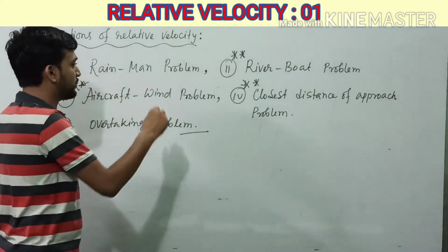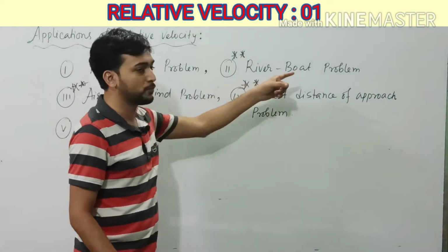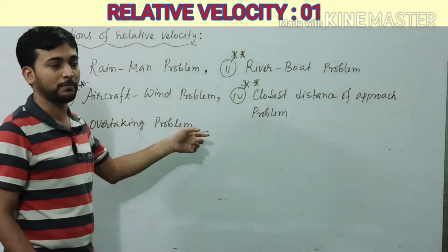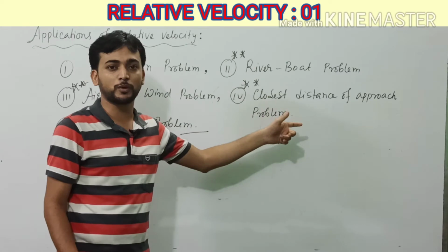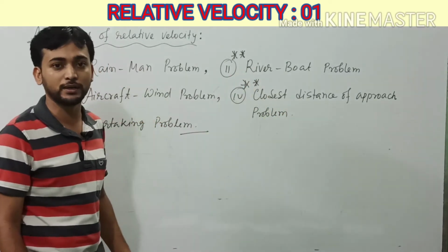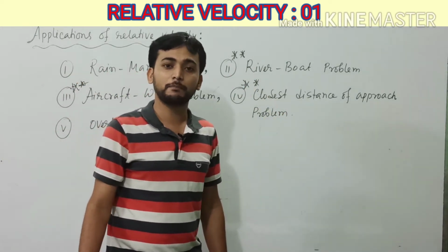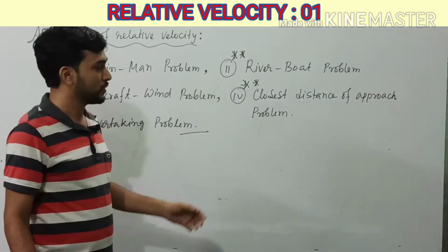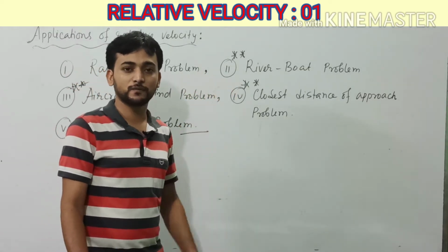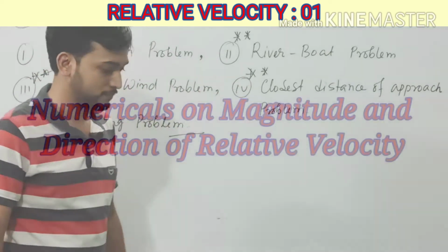So out of these 5 possible cases, the river boat problem, aircraft wind problem and closest distance of approach problem, these 3 cases are very important from the JEE Mains and NEET point of view. So you have to study these cases very seriously.